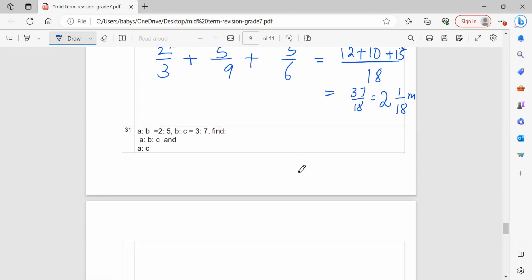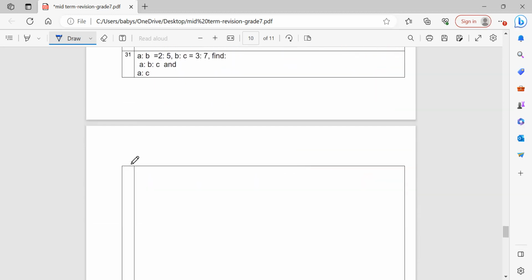Then the next sum is A is to B is equal to 2 is to 5. And then B is to C is equal to 3 is to 7. The common thing is B, right? We'll just write it in a legible form. So A is to B is 2 is to 5. Then B is to C will be 3 is to 7. So here B corresponds to 5 and here B corresponds to 3.